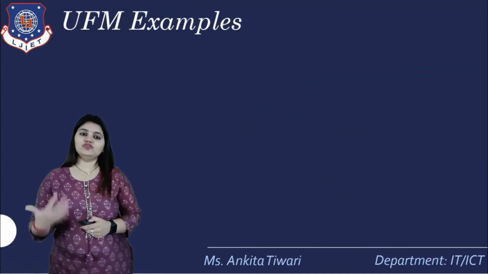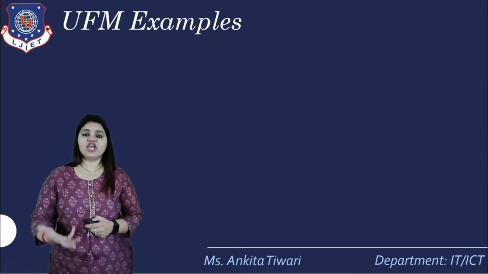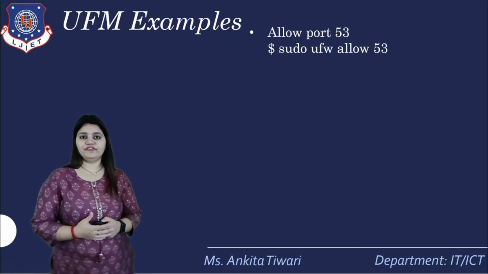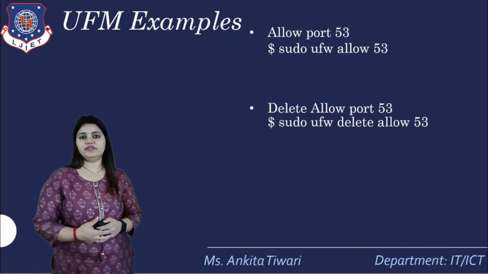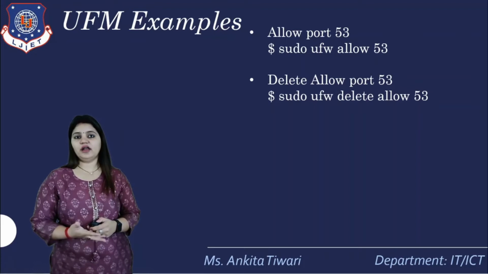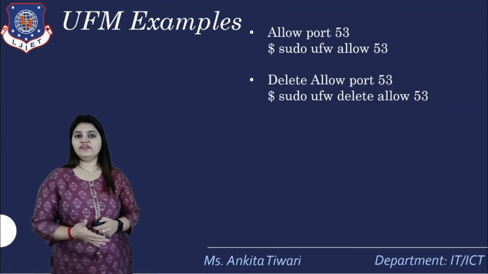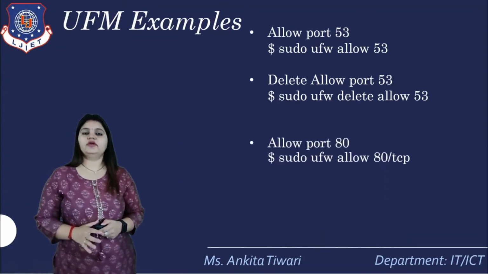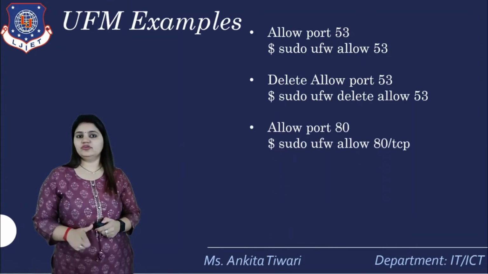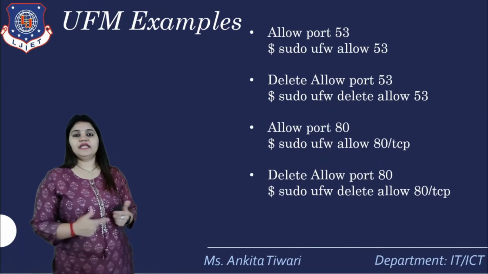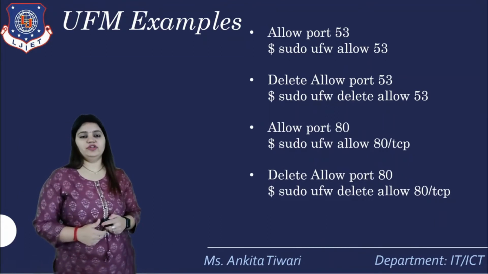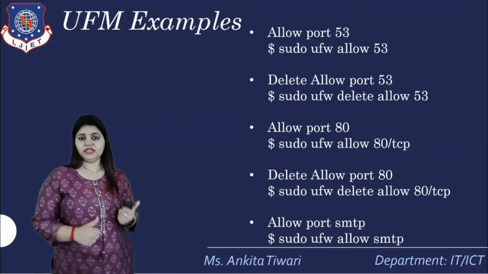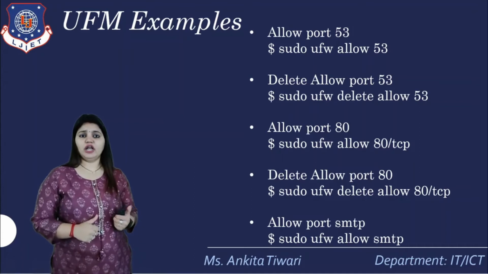Now we'll see how this works. So basically we are having UFW examples. Suppose I want to allow port 53, we write ufw allow 53. Then if I want to delete the allow rule for port 53, then ufw delete allow 53. Then we have allow port 80, so you write ufw allow 80/tcp. Then to delete it, ufw delete allow 80. Then to allow port SMTP, ufw allow smtp.